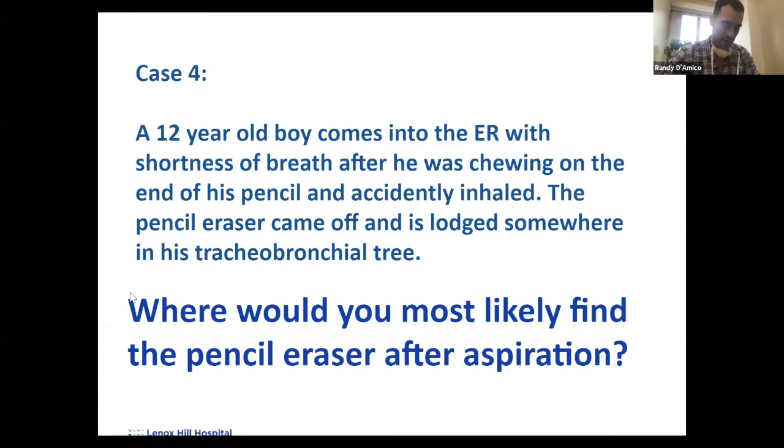Excellent. So this is our last case. It is a 12-year-old boy who came into the ER with shortness of breath after he was chewing on the end of his pencil and accidentally inhaled. And the pencil eraser came off and is lodged somewhere in his tracheobronchial tree. Where do you guys think you would find the pencil eraser?